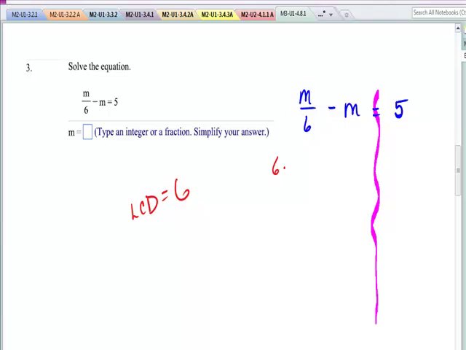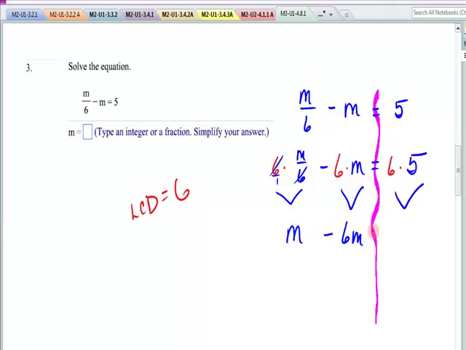So it's 6 times m over 6 minus 6 times m equals 6 times 5. I have to simplify each of those products. The first one, because I'm multiplying a fraction, I have to put the 6 over 1. Those divide out, and I get m minus, this will be 6m, is equal to 30.